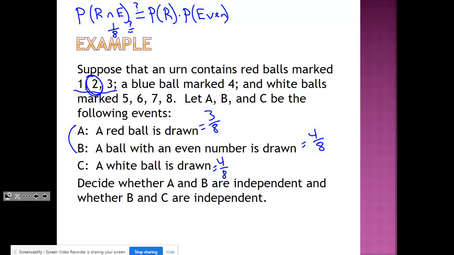Okay, we want to check, is that the same as the overall probability of red times the overall probability of even? Which we've already done those two. Overall red is 3/8. Overall even is 4/8. 3/8 times 4/8 would be 12 out of 64. That reduces to 3 out of 16, which you can see does not equal 1/8. So those are not independent.